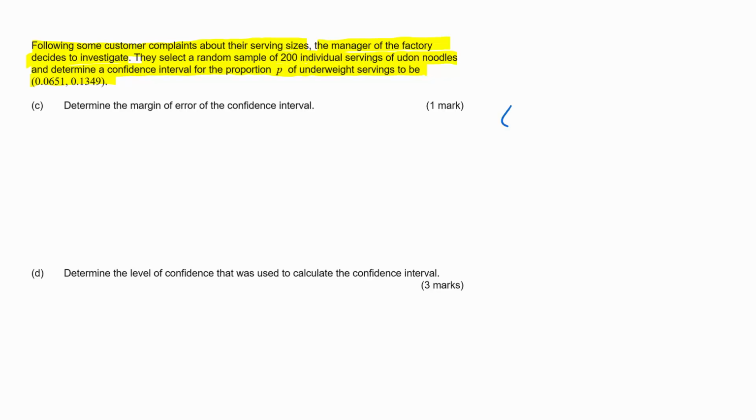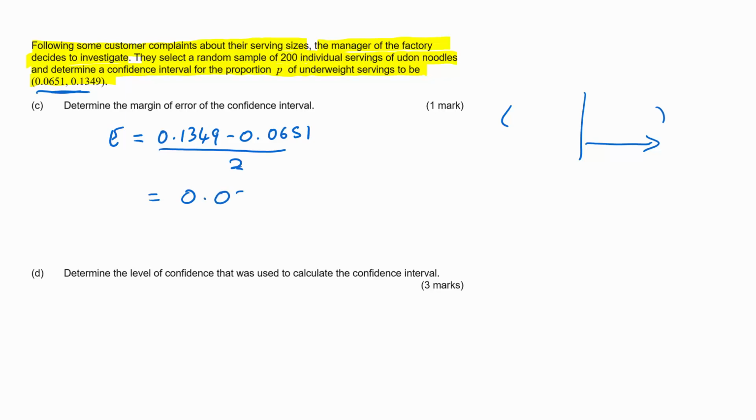Well, we know that if this is the confidence interval, then it surrounds the mean, and the margin of error is this value here. So the margin of error is just going to be 0.1349, take away 0.0651, which gives us the width of the interval, and then just divide that by 2. And that's going to give us 0.0349.